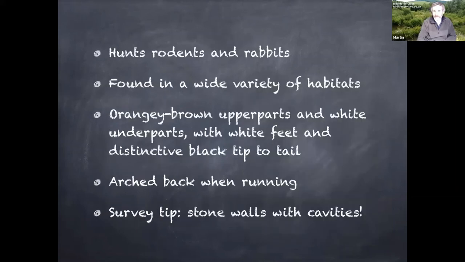They're found in a wide variety of habitats, so farmland, woodland, pretty much anywhere except near the really open hills, you might find stoats. They quite like stone walls. So if you've got somewhere with a dry stone wall with lots of cavities in it, then that would be a good place to monitor for stoats because it's ideal for them because their prey has lots of hidey holes to hide in, but the stoat can get in there and spot them. Another distinguishing feature is that when they're running, they have an arched back. They kind of bound, much like some of the other mustelids, which is different to the way the weasel tends to move.